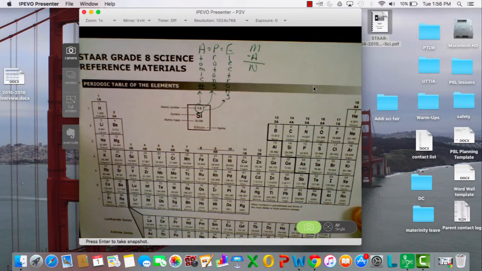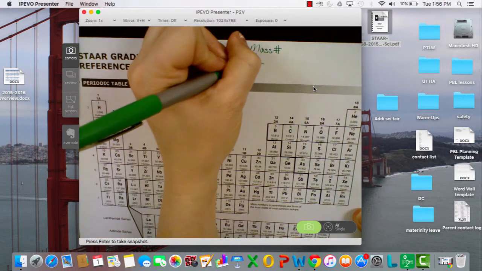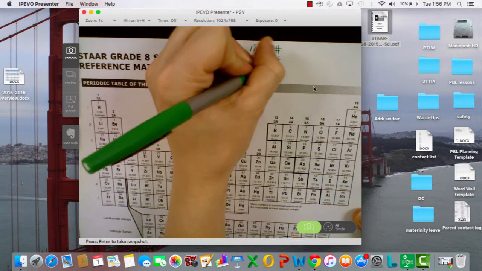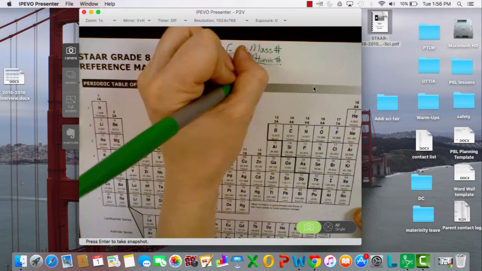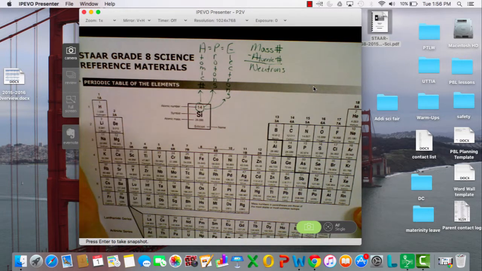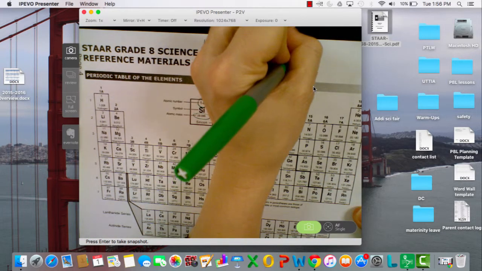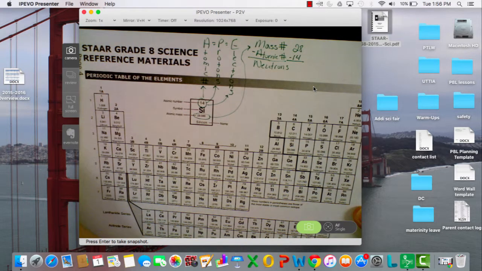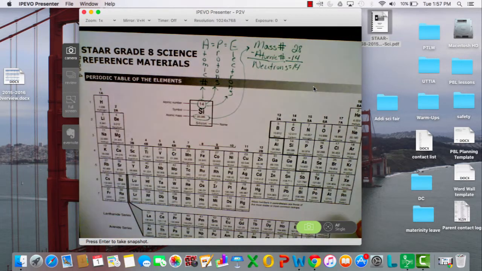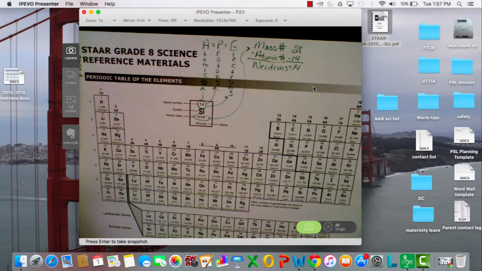Now let's go into the MAN. The mass number subtracted from the atomic number is always going to give you the number of neutrons. Let's use our example down here. If our mass number is 28, 28 minus 14 is 14. So the atom silicon has 14 protons, 14 electrons, and 14 neutrons. But we know that they will not always be the same. Neutrons can normally be the oddball.